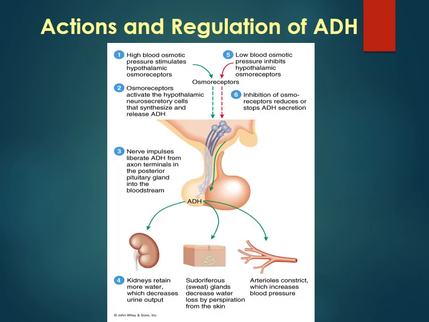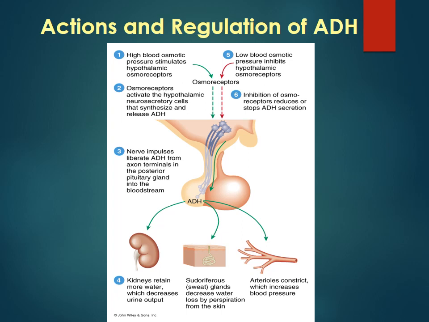hypophyseal tract. So, what are the actions and regulation of ADH or antidiuretic hormone? First, high blood osmotic pressure stimulates hypothalamic osmoreceptors, and then osmoreceptors activate the hypothalamic neurosecretory cells that synthesize and release ADH. Then nerve impulses liberate ADH from axon terminals in the posterior pituitary gland into the bloodstream, and then its effects. And then number five, low blood osmotic pressure inhibits hypothalamic osmoreceptors, but inhibition of osmoreceptors reduces or stops ADH secretion.